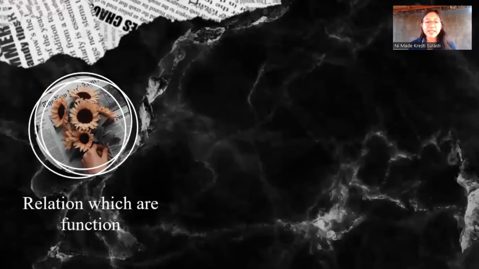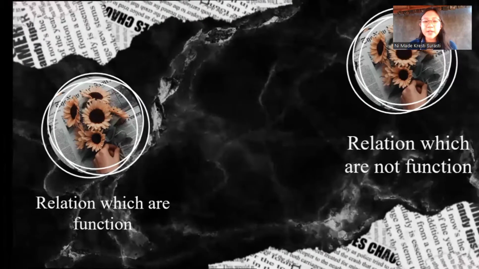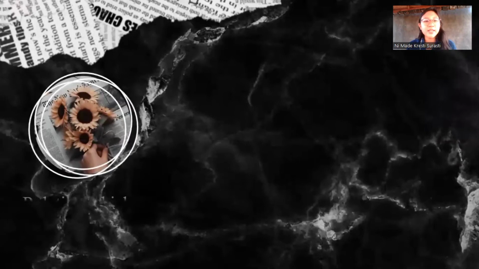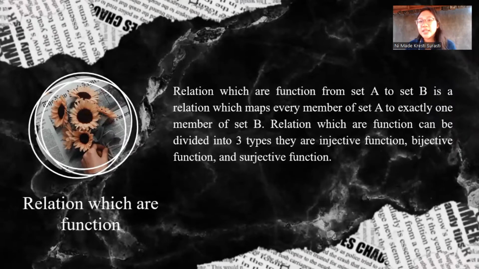A relation can be divided into two types: relations which are functions and relations which are not functions. First, we're going to learn about relations which are functions. A relation which is a function from set A to set B is a relation which maps every member of set A to exactly one member of set B. Functions can be divided into three types: injective function, bijective function, and surjective function.